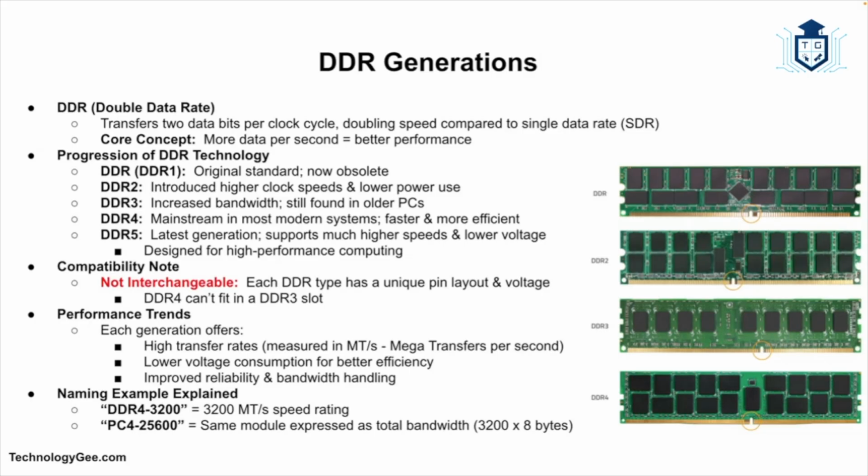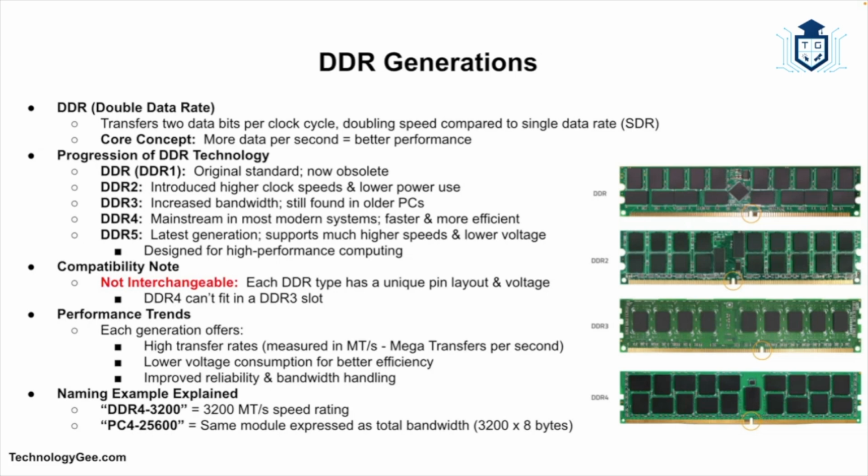All right, so let's talk about the brains behind RAM, and that is called DDR technology. And DDR stands for double data rate, and it basically means the RAM can send 2 data bits per clock cycle instead of 1. And this has been a huge performance booster over the years.